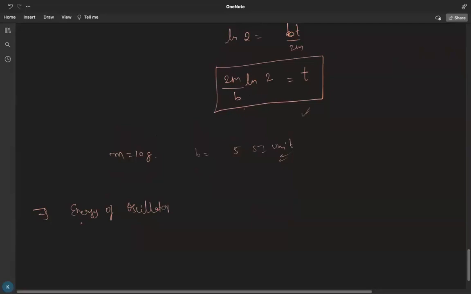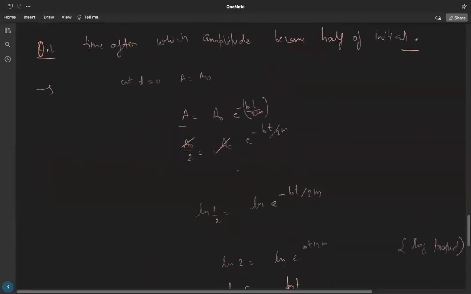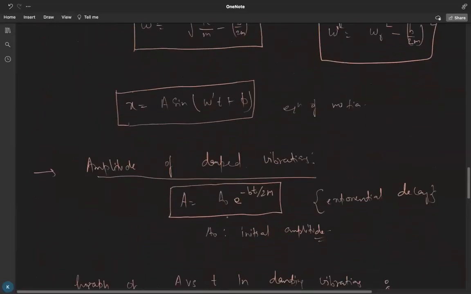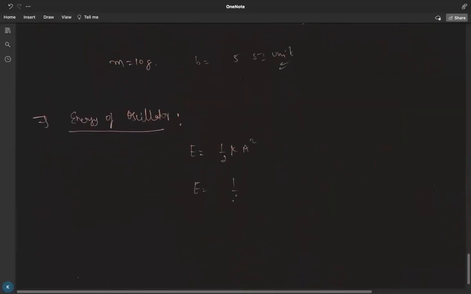Actually, I'm talking about the total energy. So we all know that our energy is half of k A square, usually, right? Total energy of this kind of system. Here the amplitude is varying, as we have a relation of amplitude A naught e to the power minus bt by 2m. So we can write E is equal to half k times A naught e to the power minus bt by 2m whole square. When you do so, we get E is equal to half k A naught square e to the power minus bt by m, right?